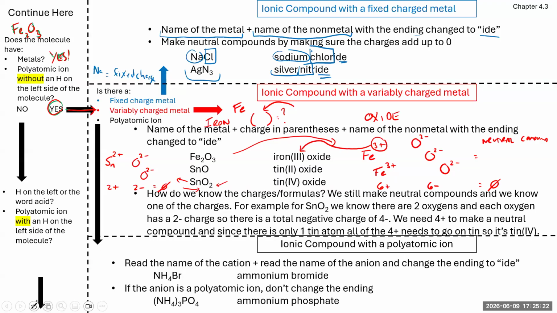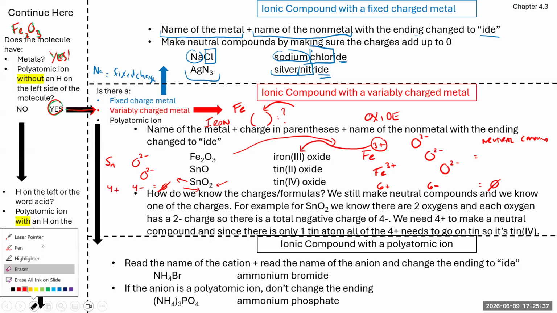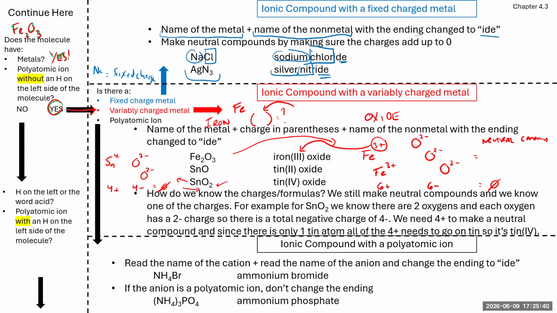Oh, sorry, I misspoke on all that. 2 minus and 2 minus is 4 minus. So we have to have a 4 plus. So that means this tin has to be 4 plus. So that's why this is called tin 4 oxide.